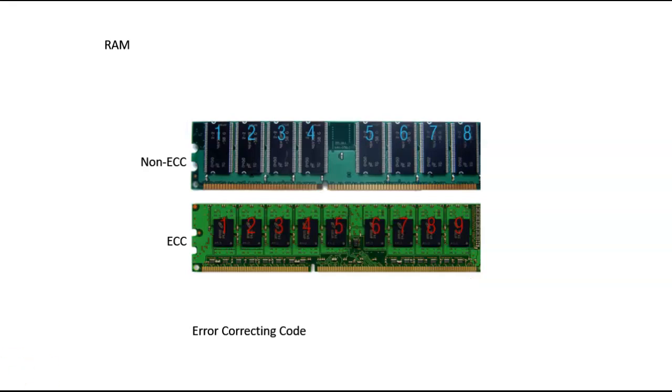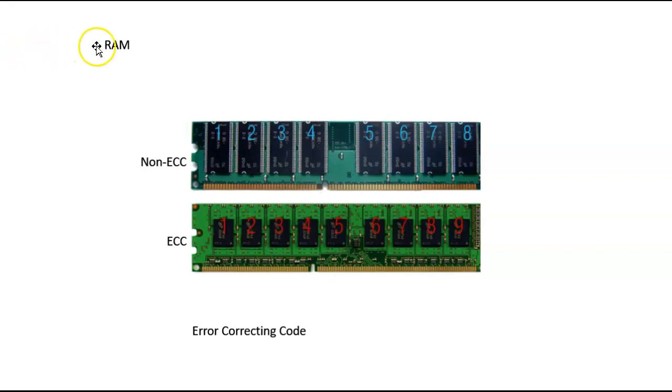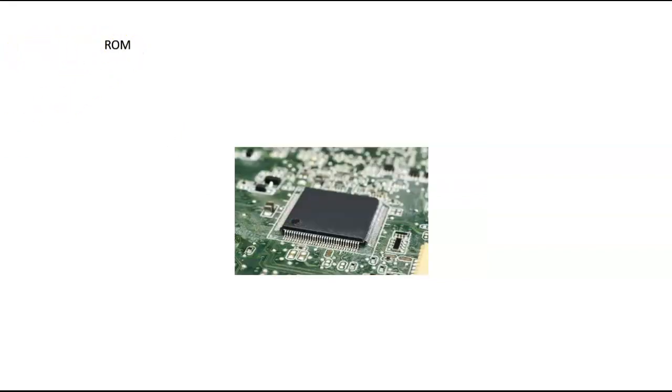Now, ROM, on the other hand, is usually not in a stick that you plug and unplug. It's usually soldered right into the board, and ROM means read-only memory, whereas RAM means random access memory. Now, read-only memory is what it sounds like. You can read from it, but you can't typically write to it.